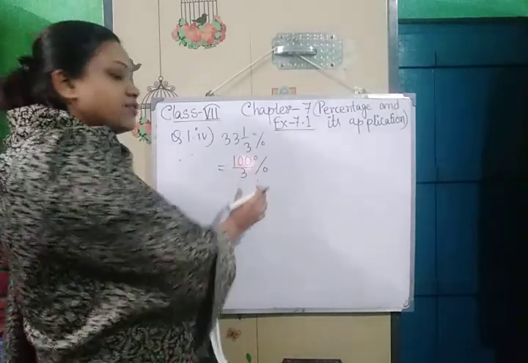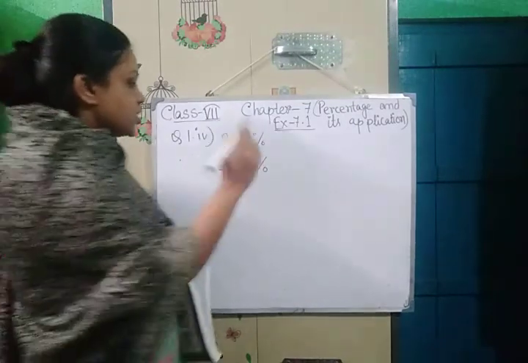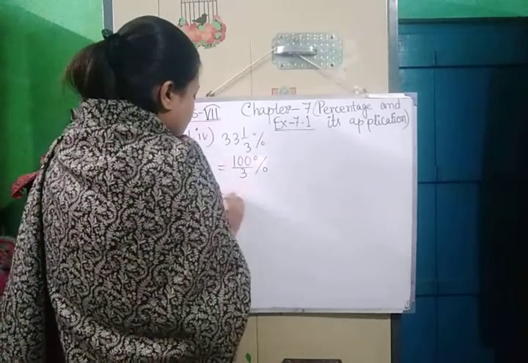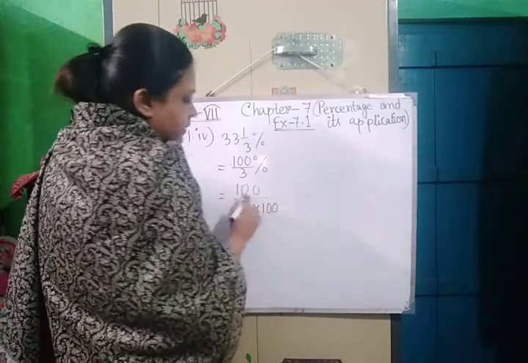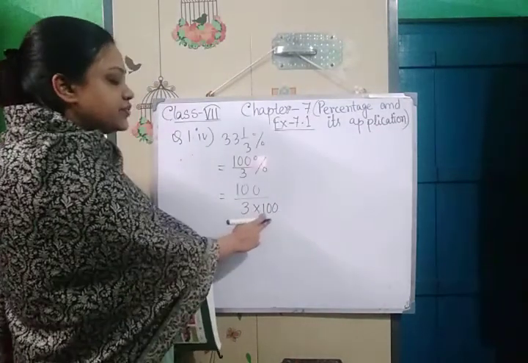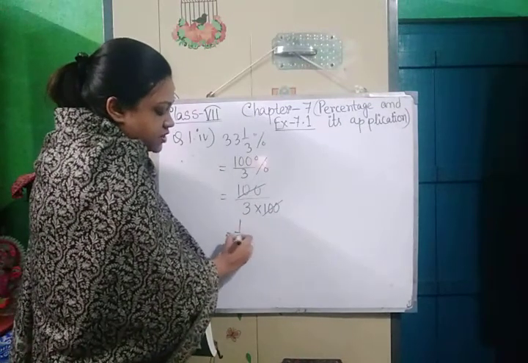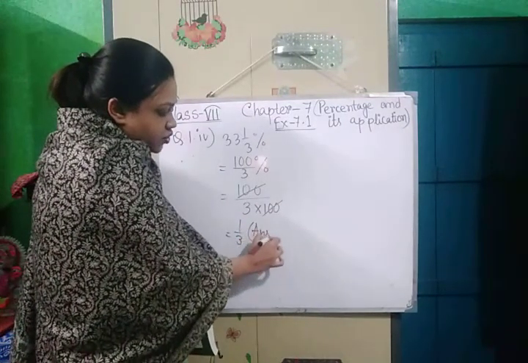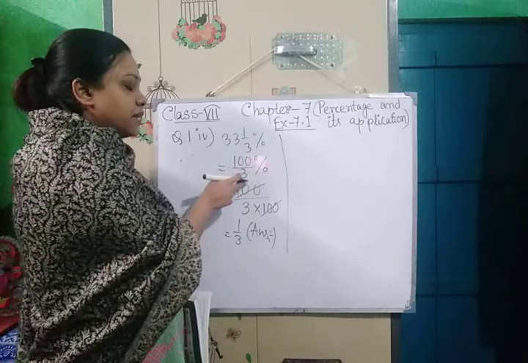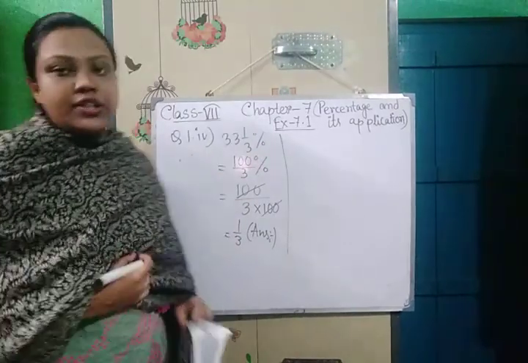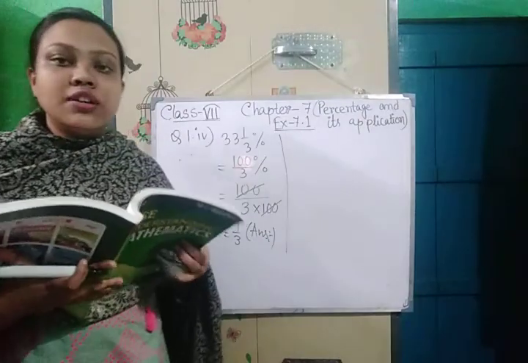When percentage is given and we are going to convert it to fraction, we have to divide it by 100. So it will be 100 by 3 into 100. Divided by 100 means in the denominator 100 will be multiplied. Now we will do the cancellation. 100 cancelled. The answer is 1 by 3. Hope you understood this one. So again, first we will convert it to an improper fraction, then we will divide it by 100, then we will get a fraction. So this is the process to convert percentage to fraction.